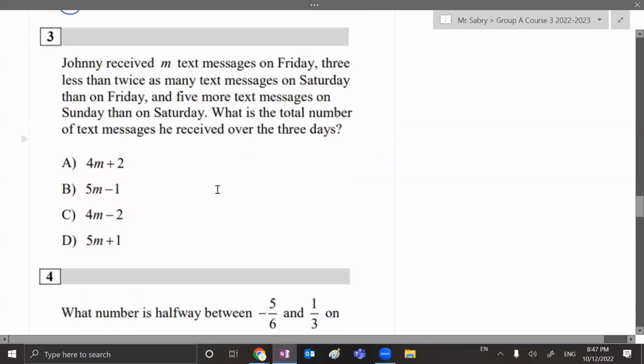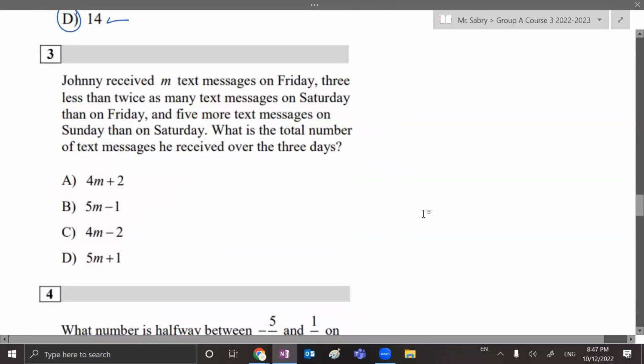Number 3 says Johnny received M text messages on Friday, 3 less than twice as many text messages on Saturday. So apparently there are different days. There's Friday and there's Saturday. On Friday he received M, while on Saturday he received 3 less than twice as many. So something minus 3, that's what 3 less means. Twice as many means 2 times M. That's what he received on Saturday.